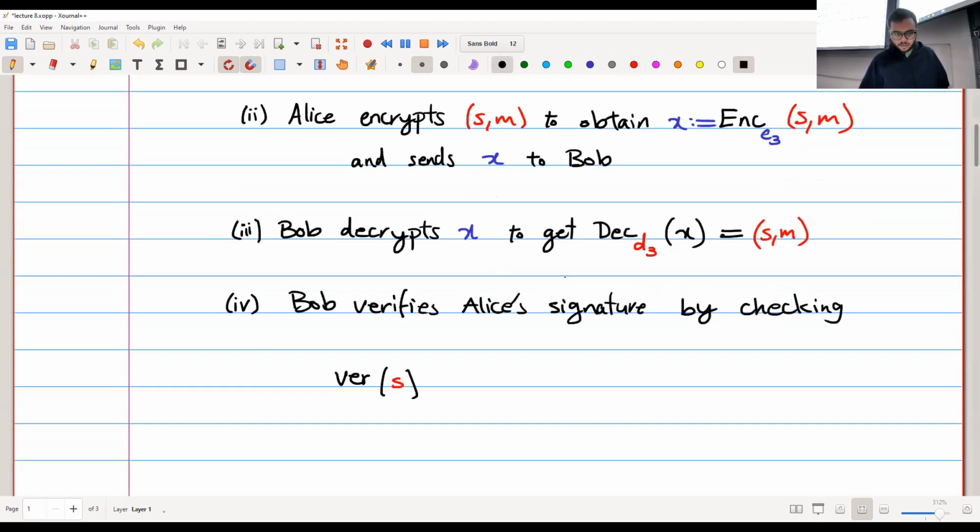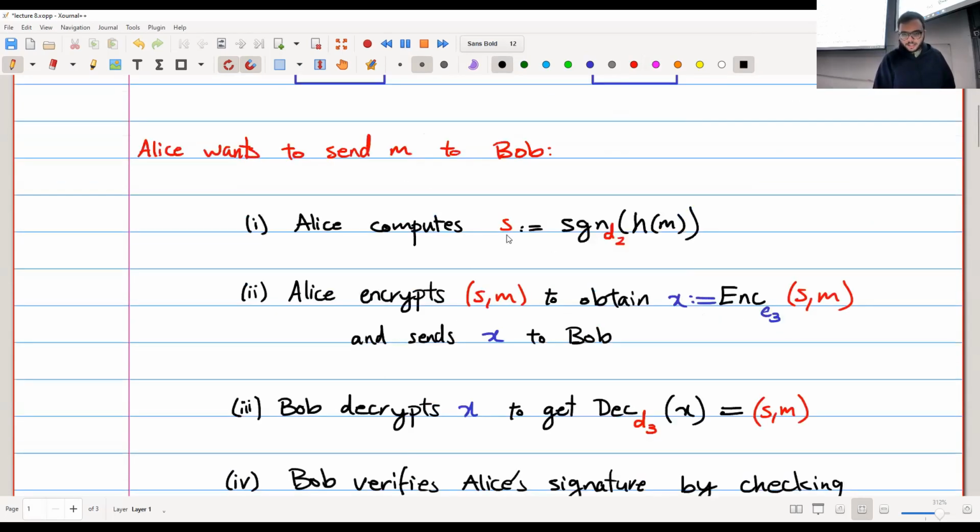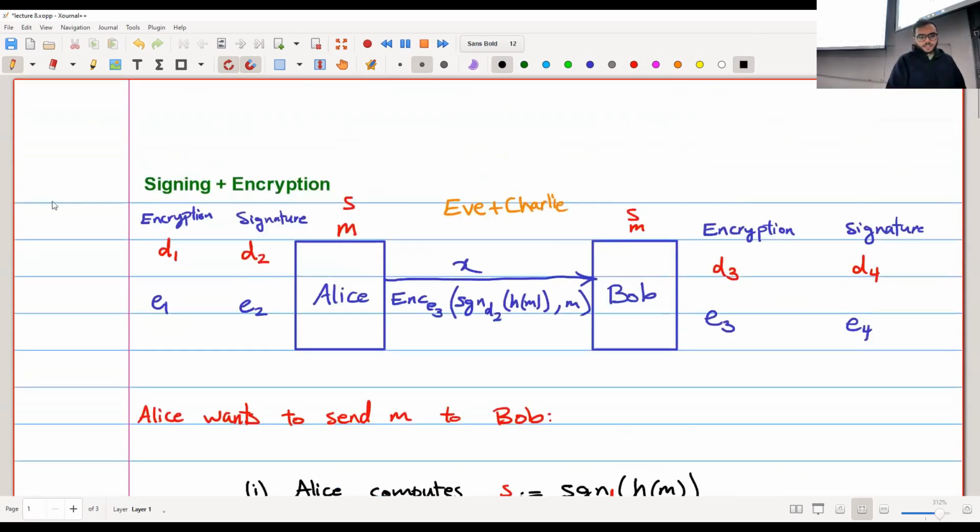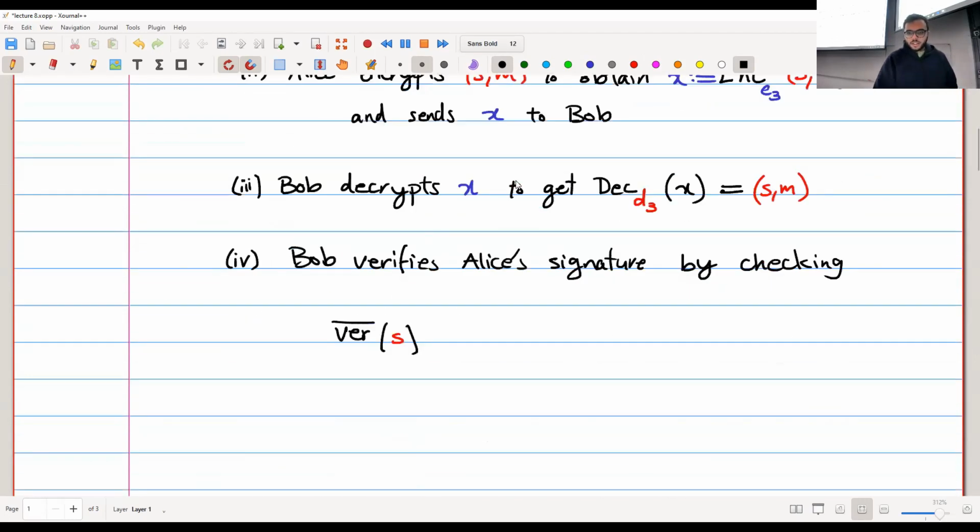and by the way, in order to do verification, S was a signature using D2 here. So in order to verify, Bob needs E2, but that's fine because all of our E keys are basically public keys, so Bob knows E2. So he verifies it using E2 to see if this is equal to M. And if it is equal to M, then Bob knows that Alice really signed M and not a different message. So the message has not changed.